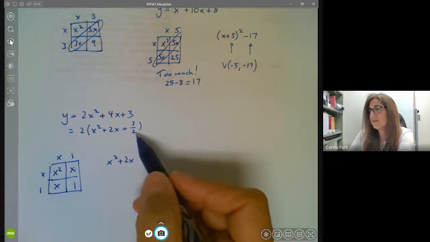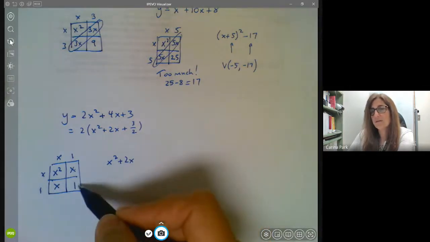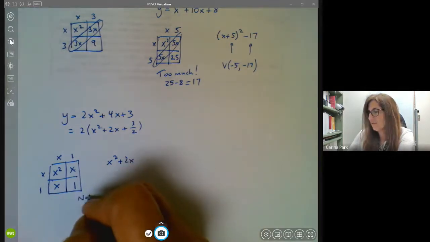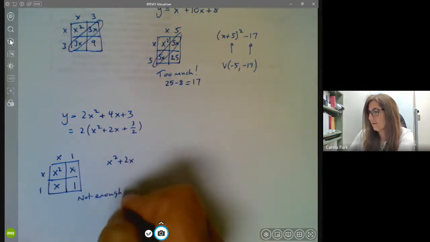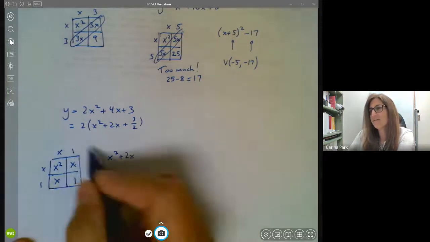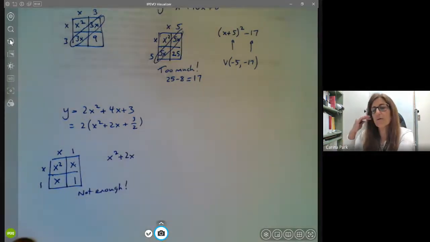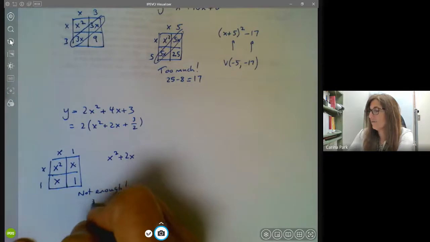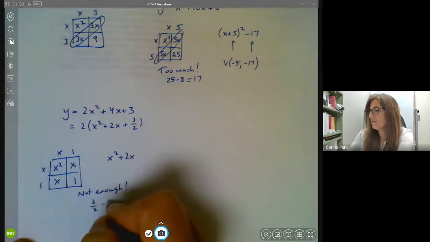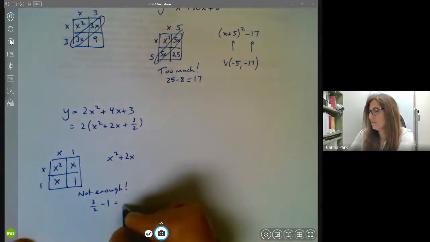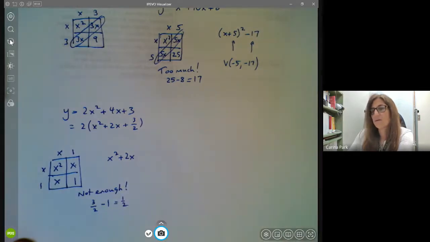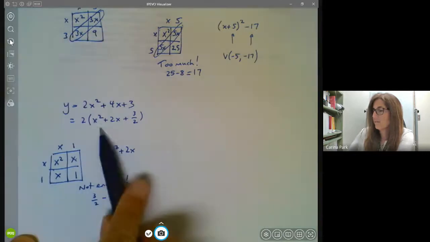I'm trying to get to 3 over 2, right? I only have 1. 3 over 2 is actually bigger than 1. So I actually have here not enough. How much do I have to add to this to get to the 3 over 2? So let's see. I already have 1. I have to get to 3 over 2. What's the difference? It's a half. So I need to add a half to this to get my original question.